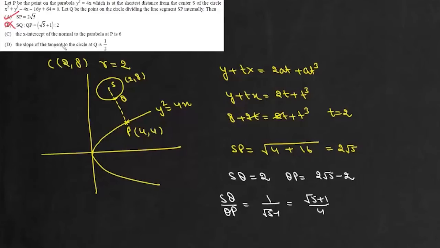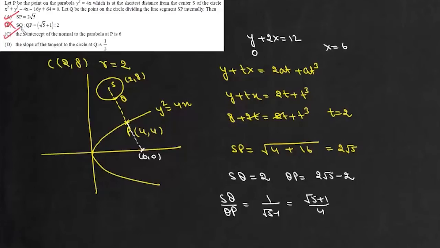Now C says the x-intercept of the normal to the parabola at P is 6. We know that t is 2, so the equation of the normal will be y plus 2x equal to 4 plus 8, that is 12, and for the x-axis intercept we'll put y as 0, and we'll get x as 6. So it will intersect the x-axis at (6, 0). That means this option C is also correct.